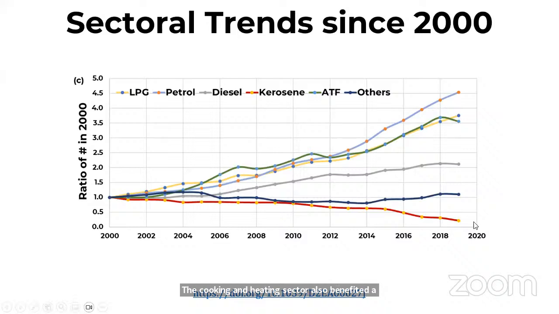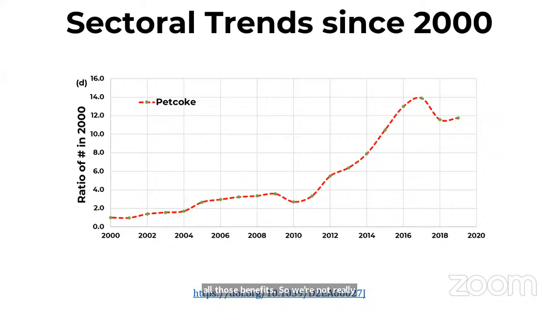But apart from that, if you look at all the other fuels, petrol has increased, diesel is continuing to increase. ATF, that's the aviation fuel, is also increasing quite a bit. The LPG is also increasing, which is an excellent sign, because that's the cleanest fuel we have among all of these. But whatever benefits we are expecting from use of LPG and kerosene, other fuels are going up so much that we are losing all those benefits. So overall emissions are increasing and the pollution is increasing.